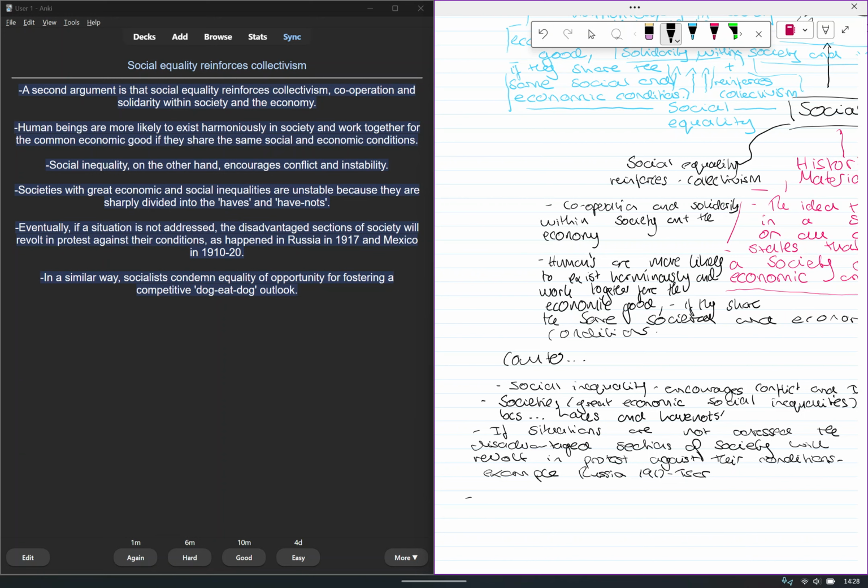In a similar way, socialists condemn equality of opportunity for fostering a competitive, dog-eat-dog outlook. What did I say before? Fostering competitive, quote unquote, dog-eat-dog outlook. Basically, almost a survival of the fittest in a sense.